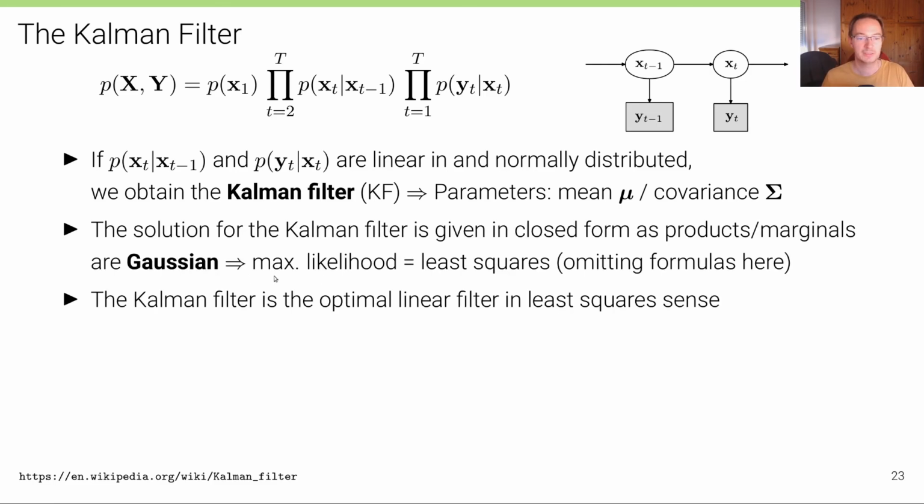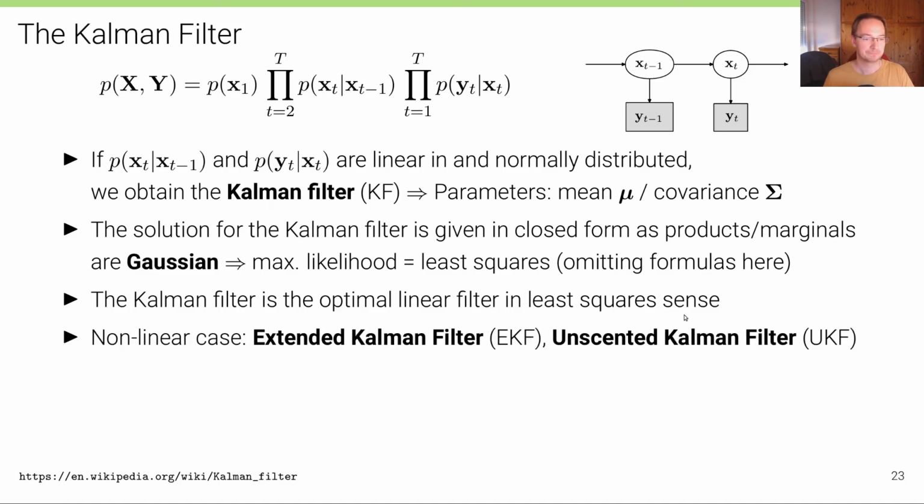And it also means that the maximum likelihood solution simply corresponds to a least squares fit. So I'm omitting the formulas here because they are slightly technical, but we obtain a closed form solution. That's the key message here. So it's very simple formulas, but of course it makes strong assumptions. It assumes the motion model and the observation model are linear and Gaussian. The Kalman filter is the optimal filter in least squares sense.